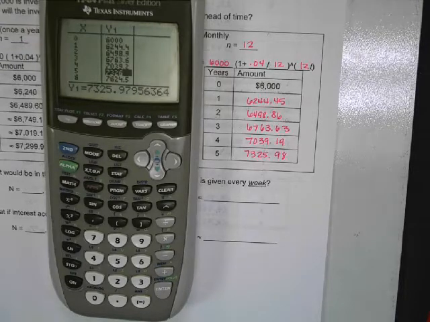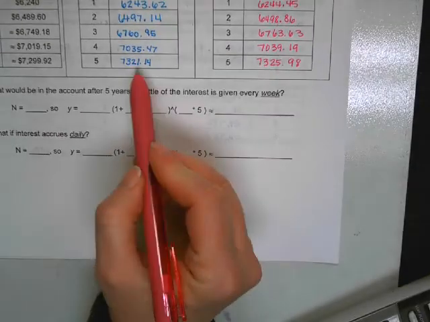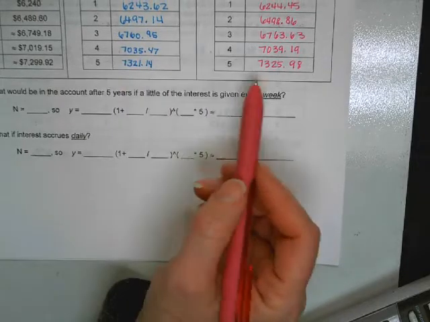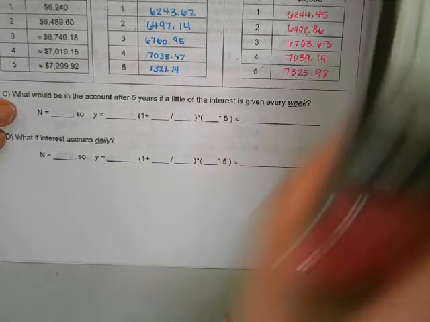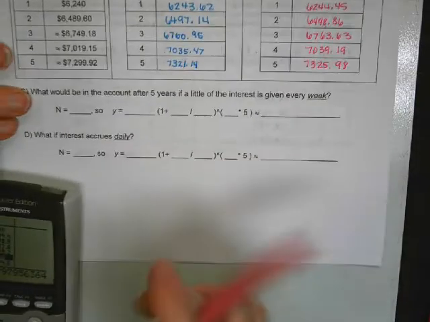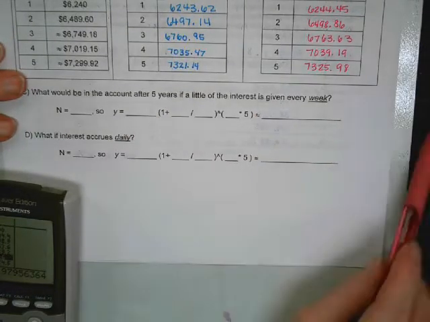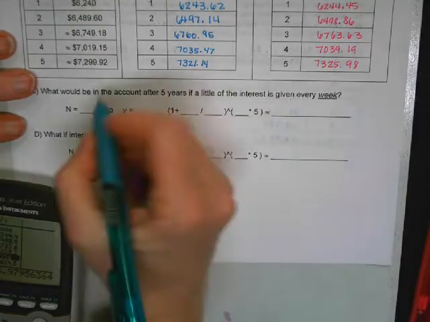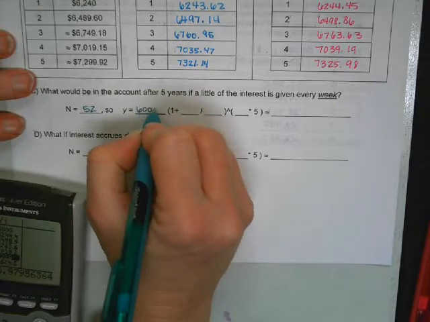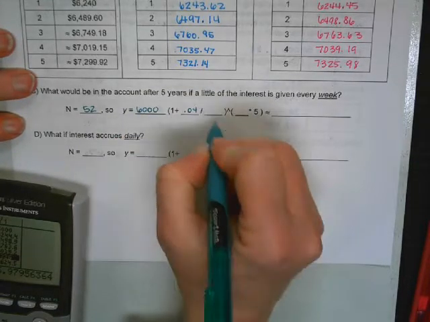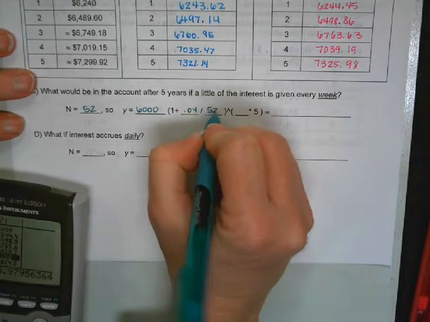All right. The next two. So look, you can see already that the more often they pay us interest, the more money we make. Now it's not a lot, but it's a little bit for doing nothing. If they were going to pay you interest every week, what would your end value be? 52. Everything else would stay the same. Still 4%. We just changed our end to 52.